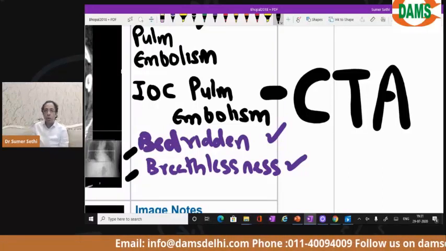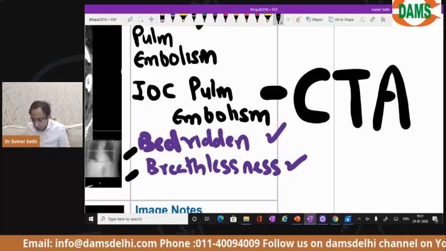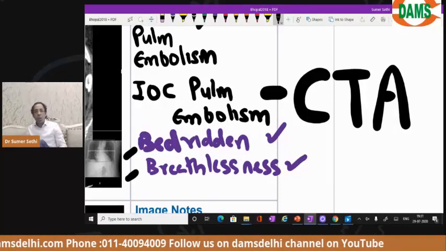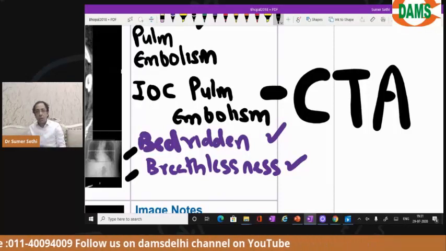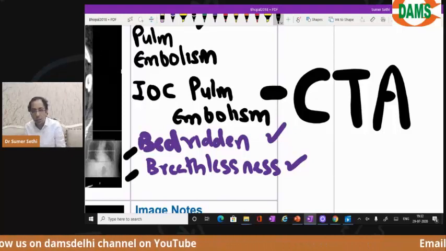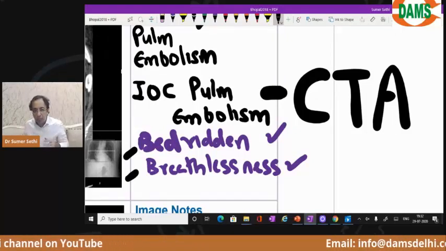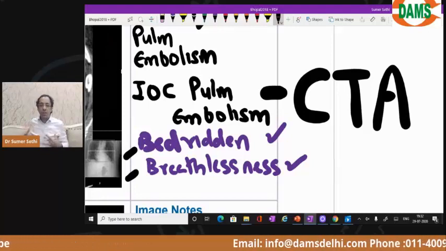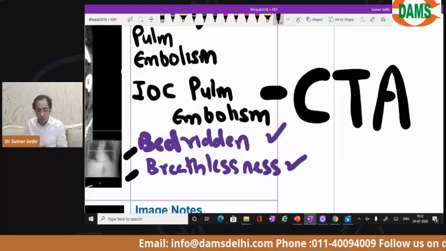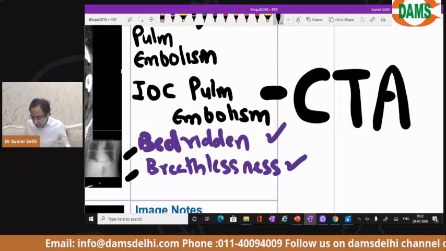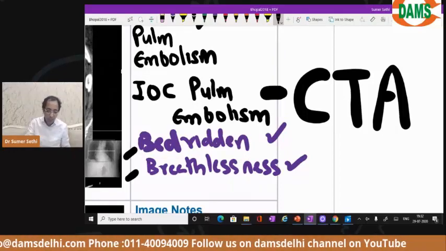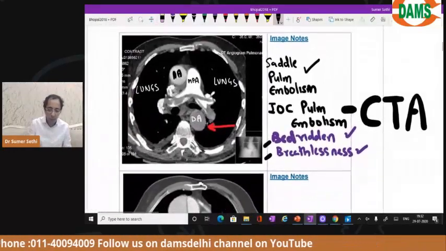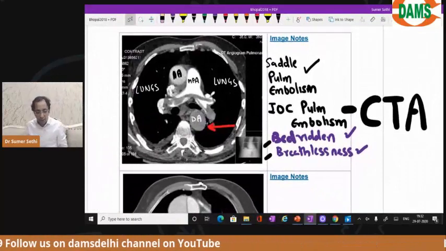A bedridden patient with breathlessness. I hope all of you know this, but when you are bedridden, you have stasis in your leg vein. Because of that stasis, you develop thrombus. If that thrombus breaks, it can go into your pulmonary vessels. That is called pulmonary thromboembolism. So the key words will be a bedridden patient, breathlessness, and the answer will be CT angiogram. The image will be the one that I'm showing you in the class.